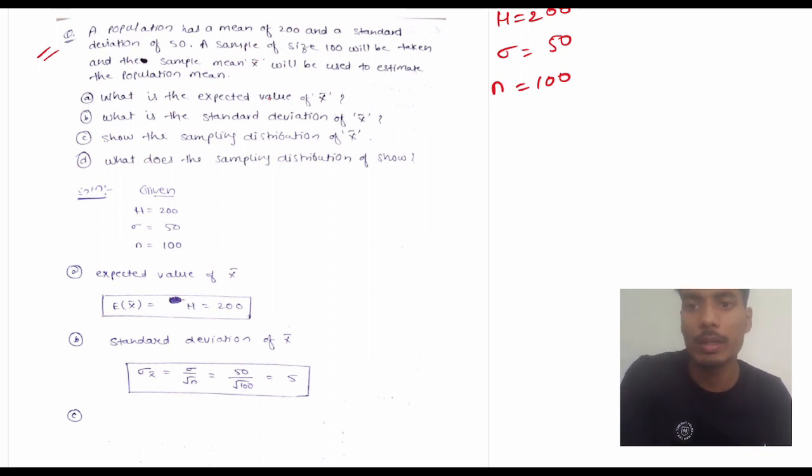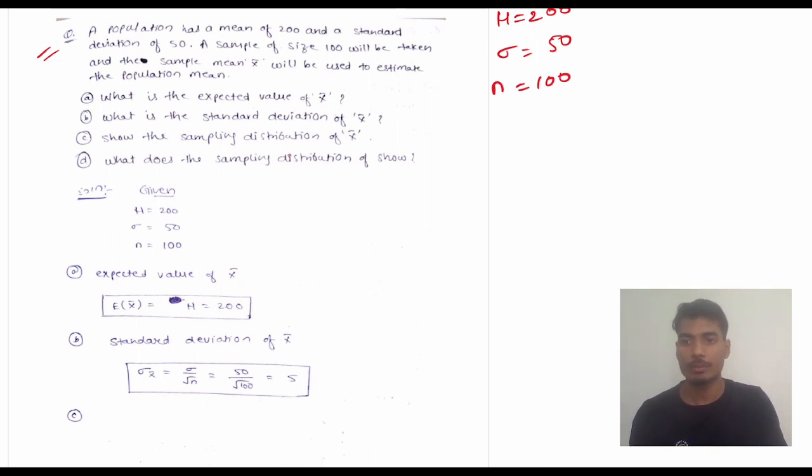What is the expected value of x bar? Expected value of x bar means mean. What is the mean? And what is the standard deviation of x bar? See, mean is always the same everywhere, no? So the expected value of x bar is mu of x bar, equal to 200.